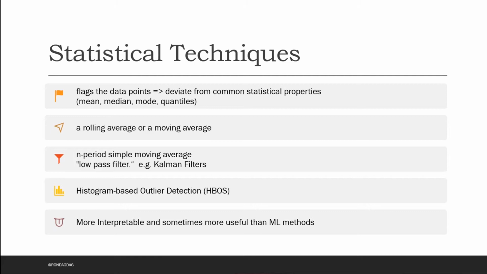Sometimes it's easier to use statistical techniques versus machine learning methods because it's easier to explain the formula to somebody, and it's more interpretable and useful than machine learning models. So every time you have to decide which one you're going to use to identify anomalies, consider statistical first before you start working with machine learning models.